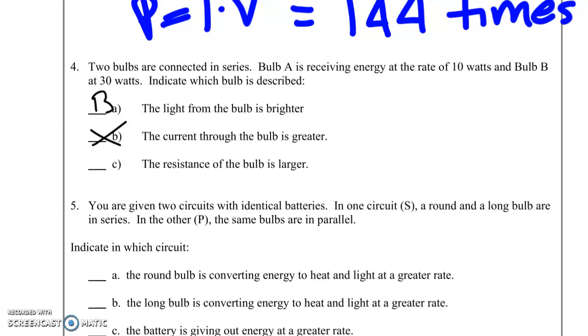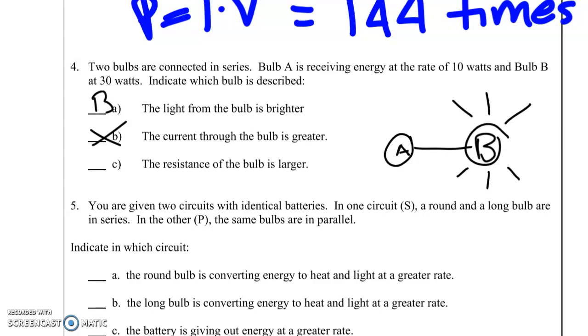And so this last one is a little bit weird, but I'm going to draw a picture and see if I can explain it. So here I've got bulb A, and here I've got bulb B. And bulb B is very, very bright, and bulb A is not very bright. Okay? Bulb A could be like our round bulb, where bulb B could be like our long bulb.